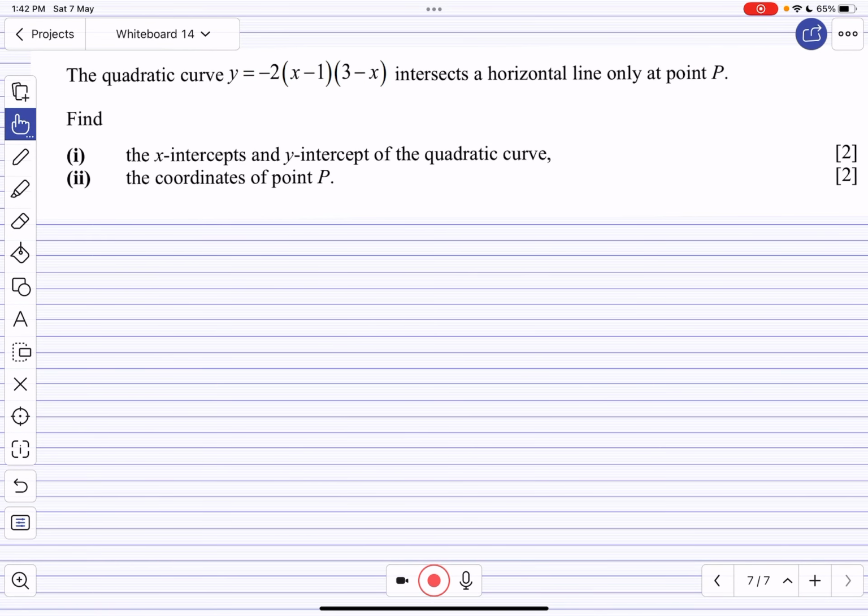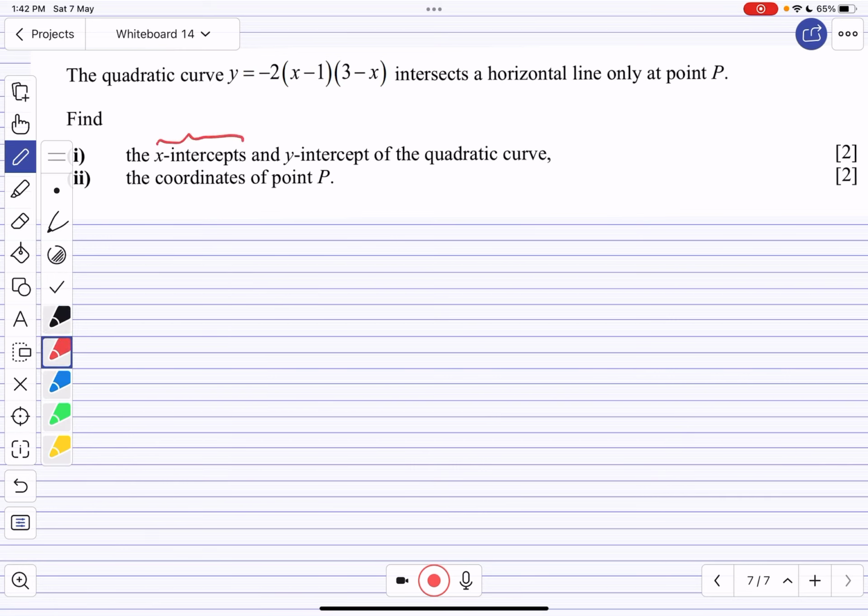So for this question, the quadratic curve y equals -2(x minus 1)(3 minus x) intersects a horizontal line only at the point P. Okay, so next we need to find the x-intercepts and y-intercepts of the quadratic curve. Now, generally finding x-intercepts is easy.